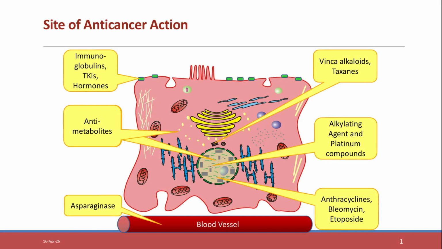We can see in this diagram that different anti-cancer drug groups act within a variety of targets in a cancer cell. For example, anti-metabolites act within the nucleus, alkylating agents damage DNA, microtubule inhibitors disrupt mitosis, while monoclonal antibodies and TKIs act at the cell membrane or signaling pathways. This spatial understanding helps us connect mechanism to drug classification and clinical use. In summary, different drugs target different vulnerabilities within the cancer cell.